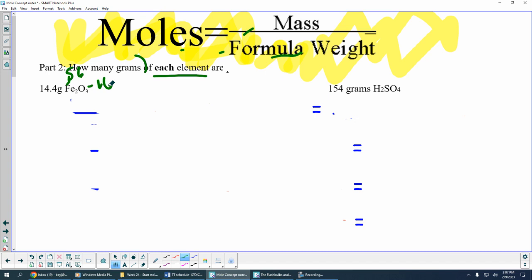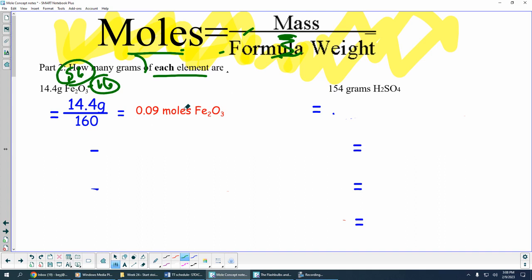However, what we can do is compare them in moles, like dozens. We can't compare ostrich eggs and chicken eggs in pounds, but we can compare them in dozens. So whenever you see grams, you should be itching to divide a mass by its formula weight to put it into moles. I'm going to take 14.4 grams and divide it by 2 56s and 3 16s, and that's going to be a formula weight of 160. When I do 14.4 divided by 160, my calculator tells me I got 0.09 moles of Fe2O3.